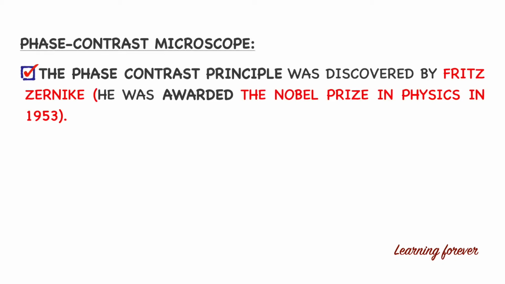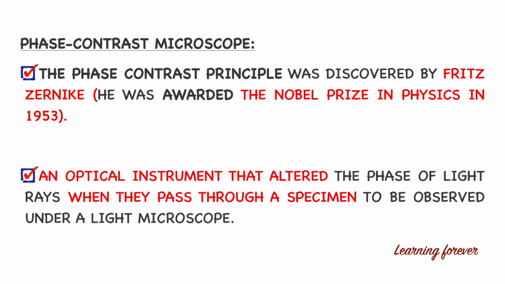The phase contrast principle was discovered by Fritz Zernike in 1953 and he was awarded the Nobel Prize for his work. Let's see the definition. A phase contrast microscope is an optical instrument that alters the phase of light rays when they pass through a specimen to be observed under the light microscope.